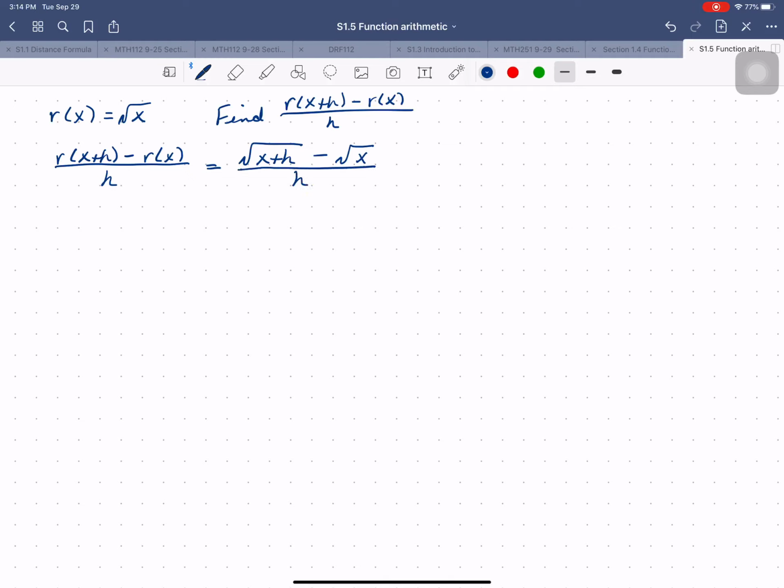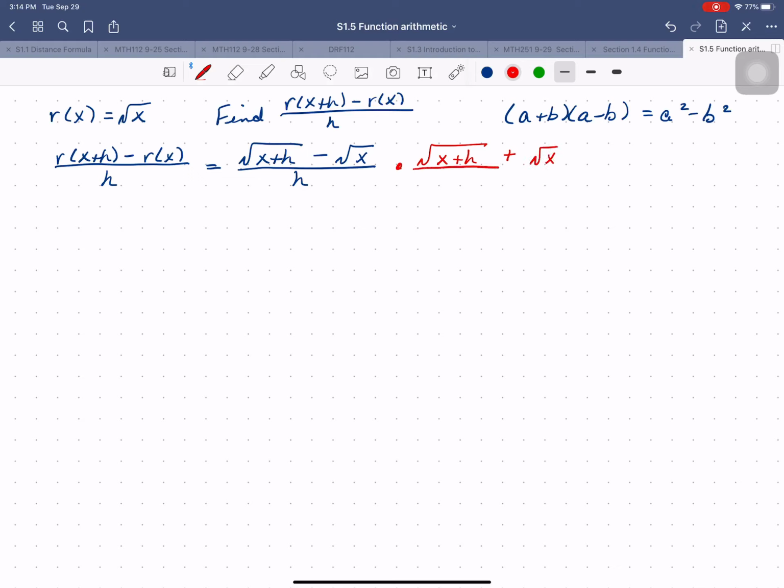Now we need to do some work. We need to simplify this. You may be thinking to yourself, I can't do that. And I'm going to show you how. So what we're going to do is we're going to use the conjugate trick. So the conjugate trick harkens back to the fact that a plus b times a minus b is equal to a squared minus b squared. So when we use the conjugate trick, we're going to multiply by the conjugate of wherever the radicals are.